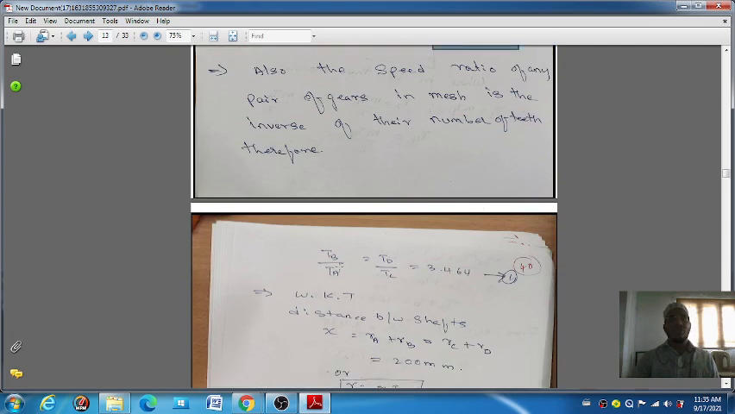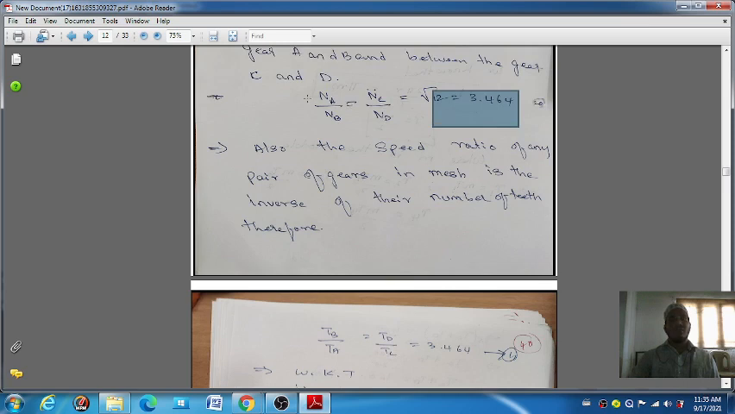So here TB by TA is equal to TD by TC. The speed ratio of the gears is the same, because the number of teeth of a gear is directly proportional to its speed ratio relation. The numbers of teeth of the gears are directly proportional to each other. That's why the speed ratios are equal.